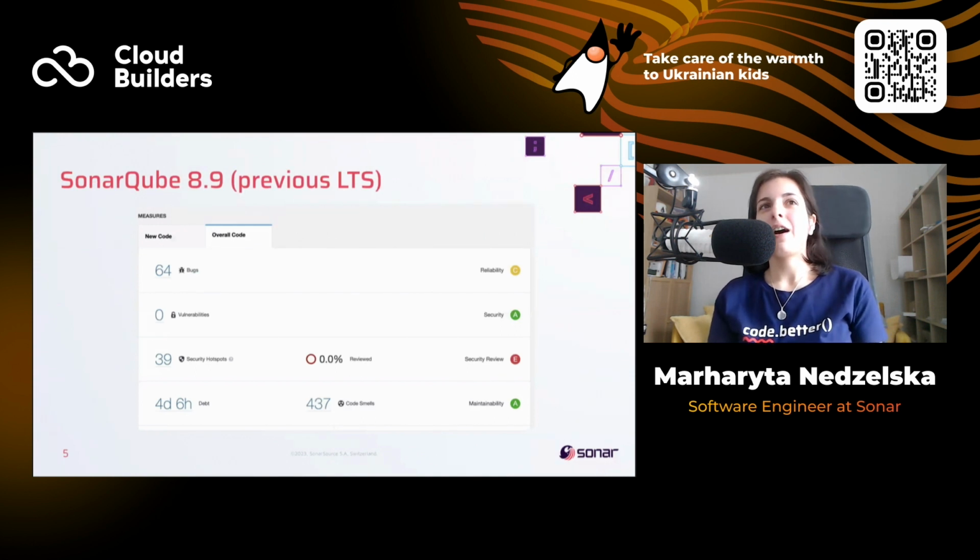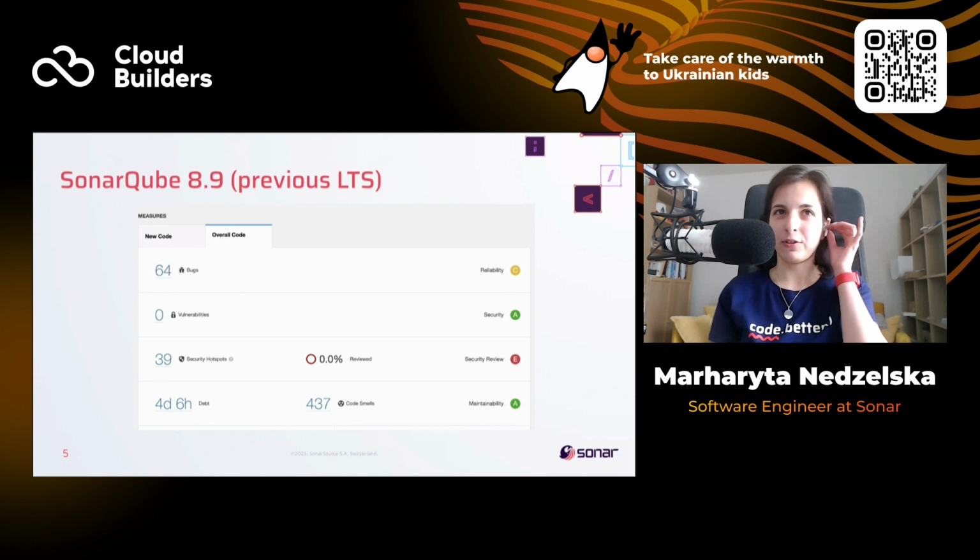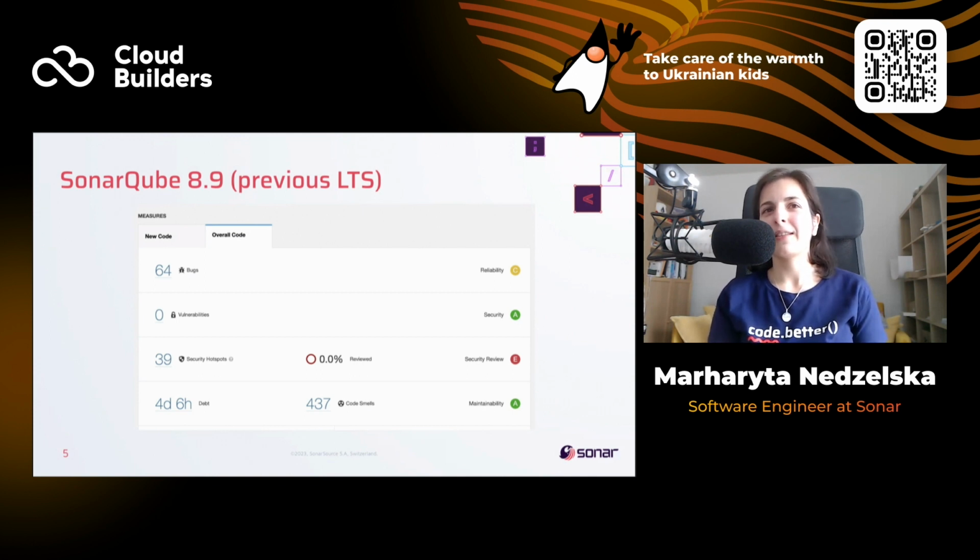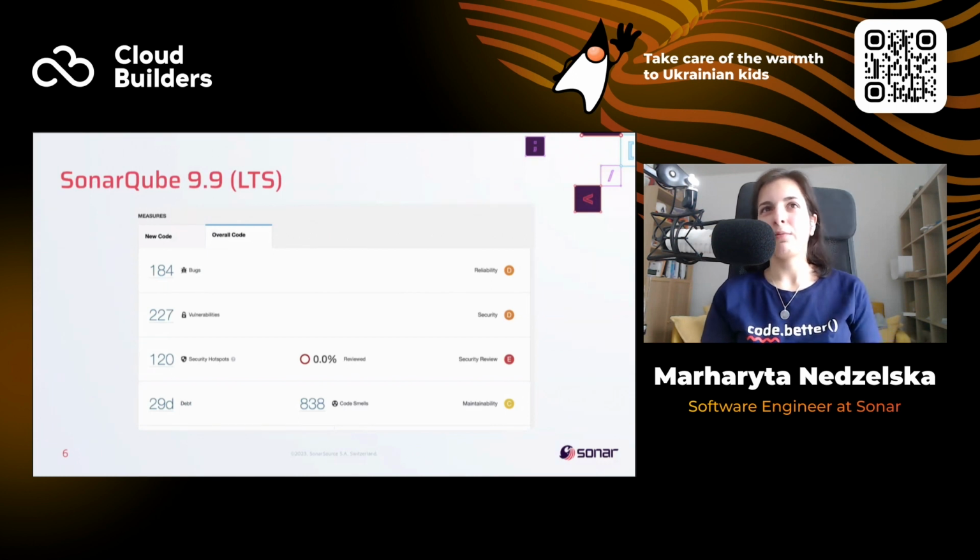So this is how the report of SonarQube looks in the previous LTS, which is 8.9, for some ordinary Kotlin project. You can see there are 64 bugs, around 400 code smells, and 4 days and 6 hours of technical debt. Then, if we take exactly the same project but analyze it with the latest LTS, which is SonarQube 9.9, you'll see that the technical debt became almost a month. There are 3 times more bugs. There are vulnerabilities that were not present before, and there are 2 times more code smells.